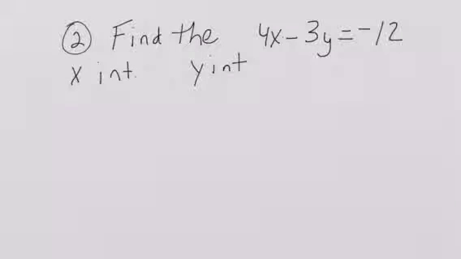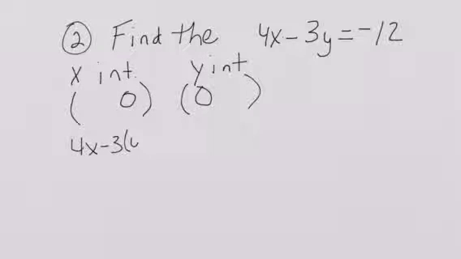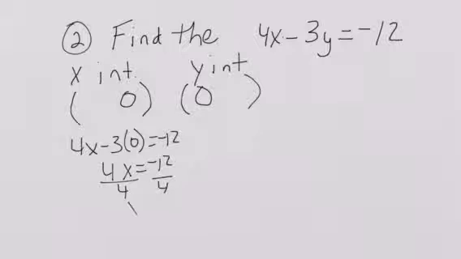We're going to find the x and y intercepts. The easiest way to do that is to put in our zeros. So we know for an x-intercept, our y is going to be 0. And for a y-intercept, our x is going to be 0. So we're going to put in 4x minus 3 times 0 is equal to negative 12. 4x is equal to negative 12. Divide by 4, divide by 4. x is equal to negative 3. So we found our x-intercept.